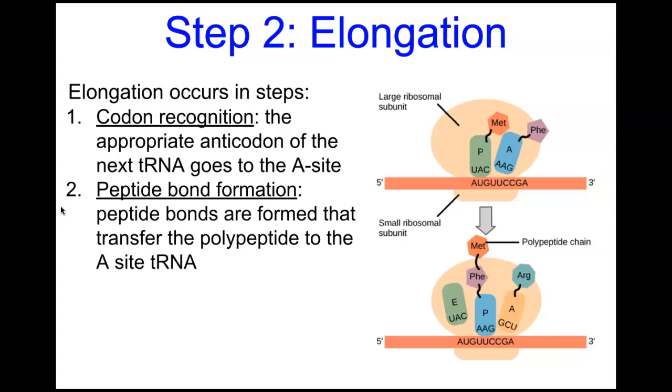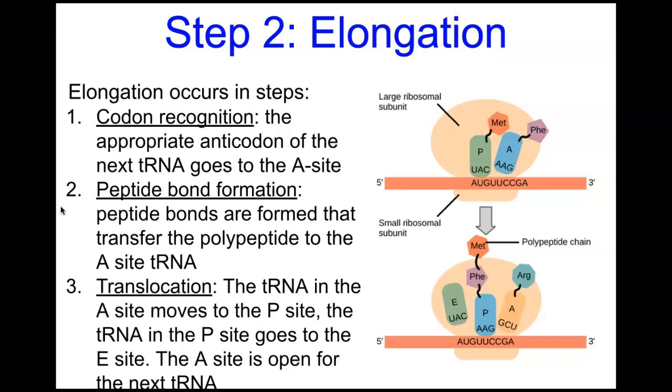The peptide bond is going to form. Peptide bonds are formed that transfer the polypeptide to the A site tRNA. Remember that peptide bonds are the bonds that are created, from biochemistry in unit one, when you have a dehydration synthesis reaction.